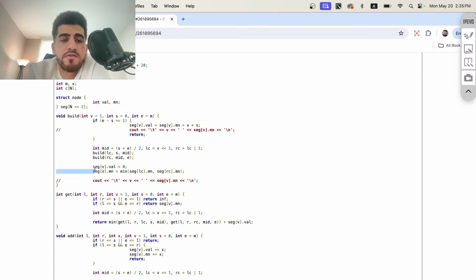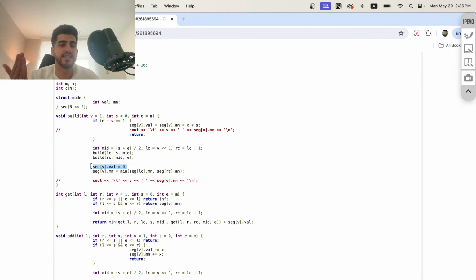And then for non-leaf vertices, my val will be 0, and my mn will be equal to the minimum of seg[lc].mn and seg[rc].mn. Val is the additional value that this node has. So this node, which is non-leaf, does not additionally add anything, so its value is 0, and its mn is equal to the mn of these two kids that it has. In general, I should also add seg[v].val to the minimum of these two minimums, but because I'm sure that it is 0, I haven't done that.